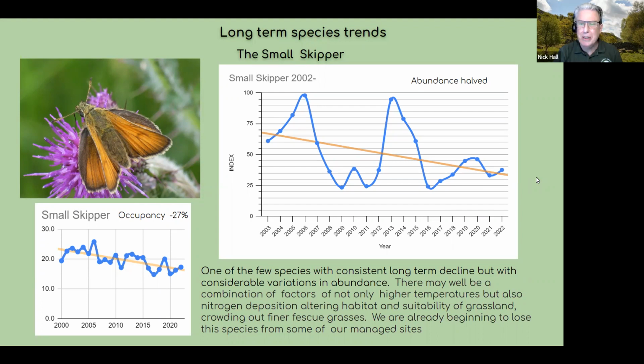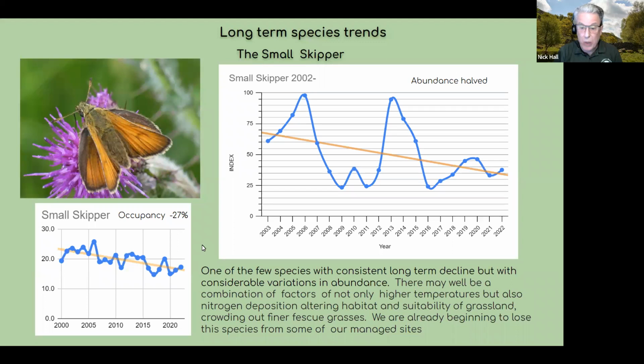To match that, over here you see the last 20 years of occurrence. So this is the percentage of Yorkshire that sees small skipper. It started at 24%, and is now currently at around 16%. It's lost a lot. Now normally we lose occupancy towards extinction. That's normally the case. So there must be quite a few places where it's going extinct, which is doubly worrying.